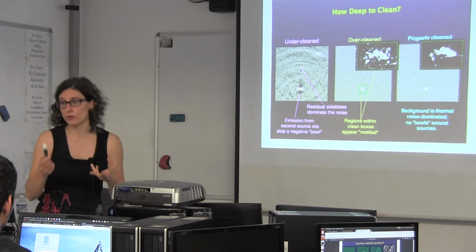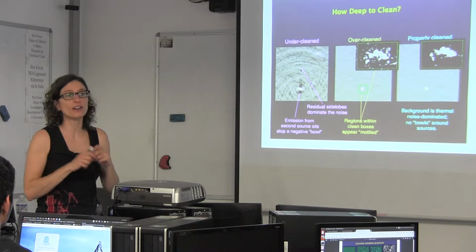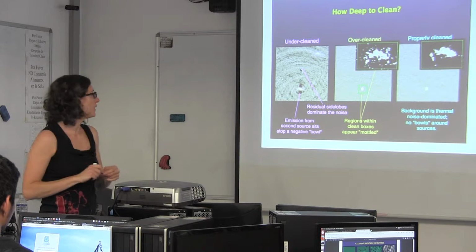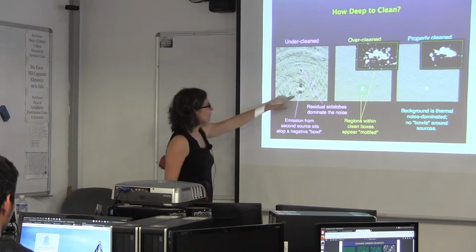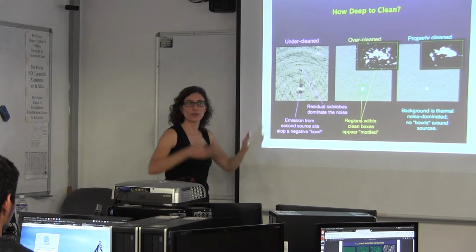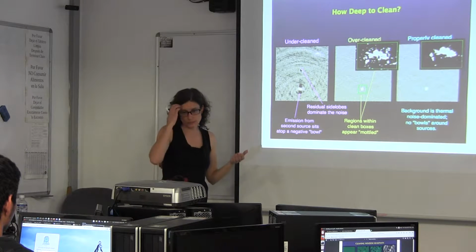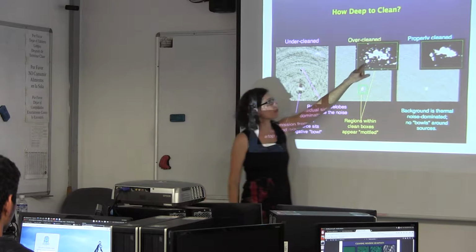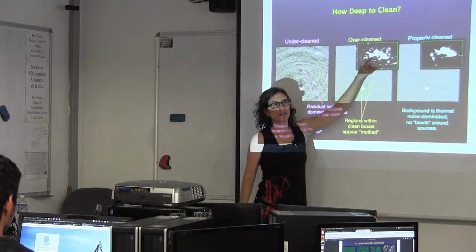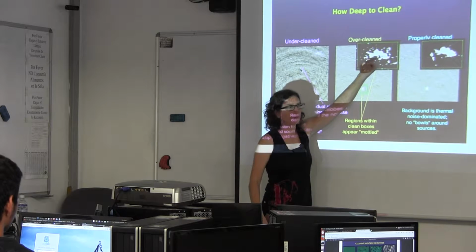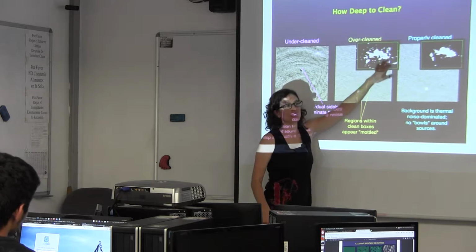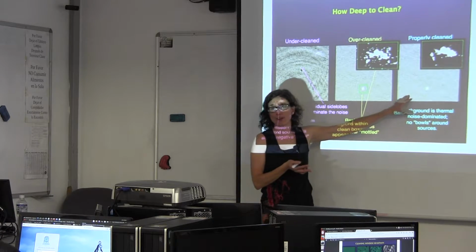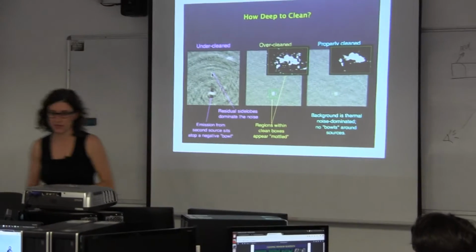Okay, and then how deep do you clean? If you don't clean much, with not many iterations, then you may end up still with some holes near your bright sources. If you clean too much, then your sources will be many point sources, which is not continuous. The perfect case is this, but it's very difficult sometimes to achieve.